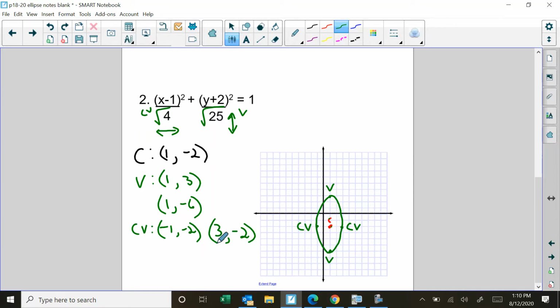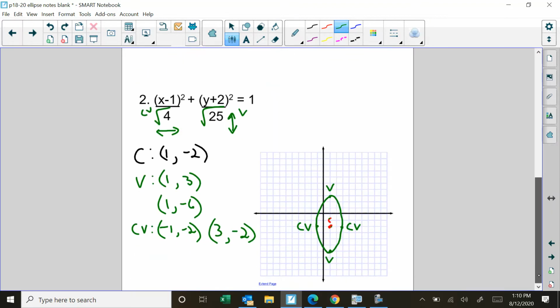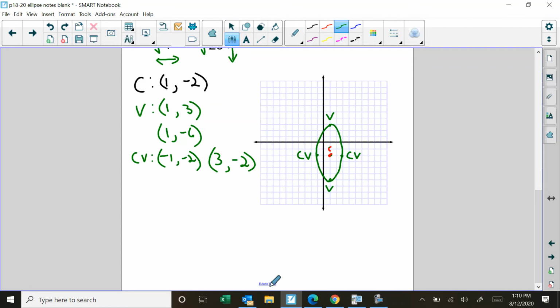Let's scroll down, and we'll start working on the focus. Sorry, I didn't go down. I've got to extend the page. Okay, so to do our focal points, we use the c-a-b equation. The a squared is always the larger denominator. It's 25 minus 4. So that's going to be the same 21 that we came up with in the last problem. So using the same math, we'll have 4.6 as our c.